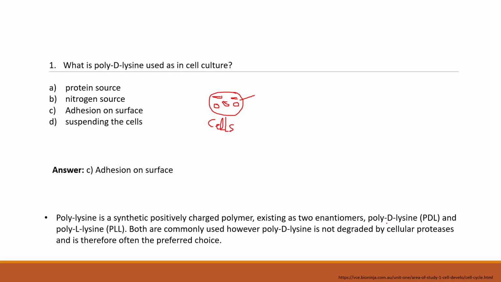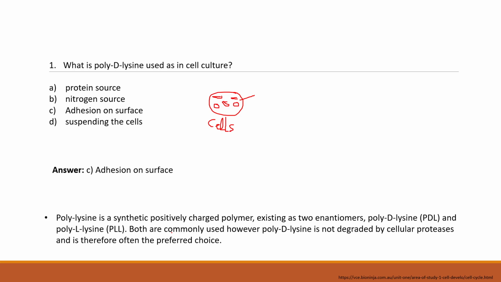But these will degrade only preferentially the L type of lysine, and in most cases the D type of lysine will not be degraded. So that's why poly D lysine is preferred in the case of cells which might have the capacity to cleave the lysine residues. That is your L lysine. Your L lysine and D lysine are nothing but enantiomers.